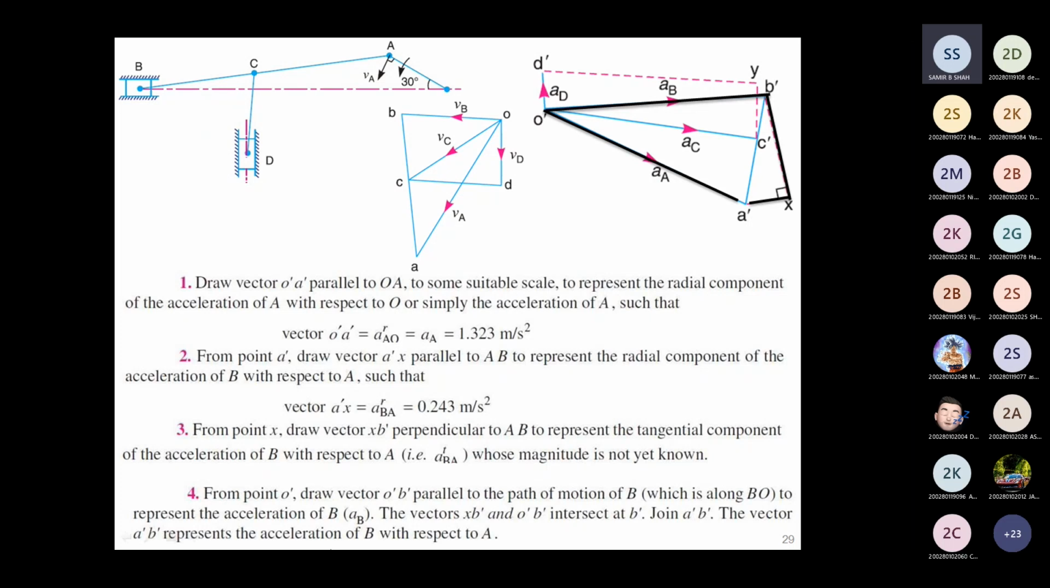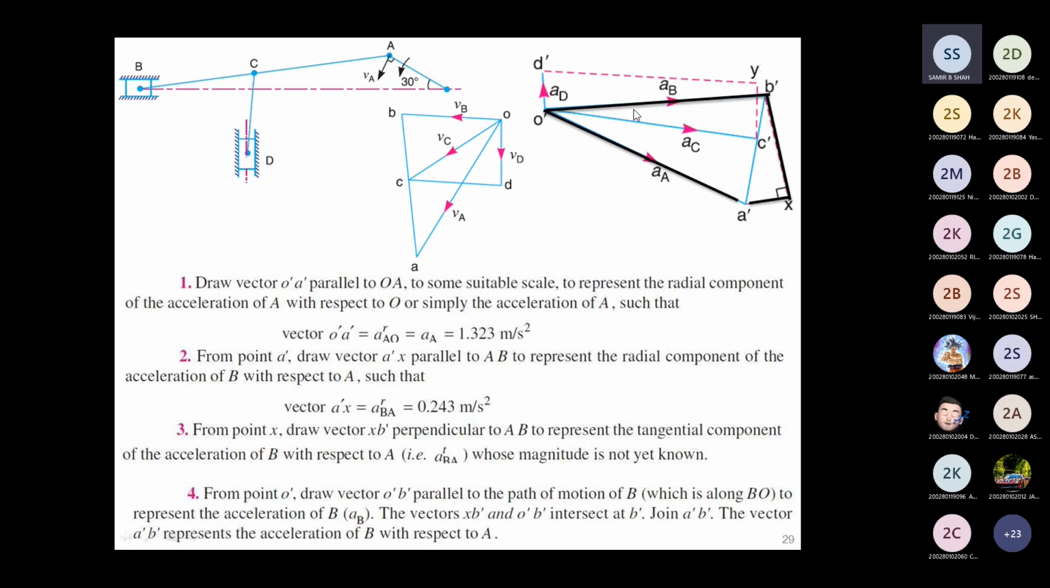What you have to do is draw the tangential part, which is perpendicular to this link AB. So I can draw from point X a perpendicular, but whose magnitude is yet unknown. We don't know the dimensions of XB dash, so it remains as it is, without dimension, but it must be perpendicular to the x.